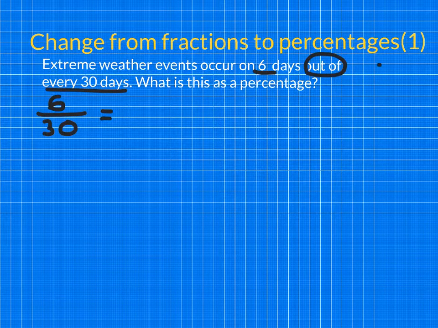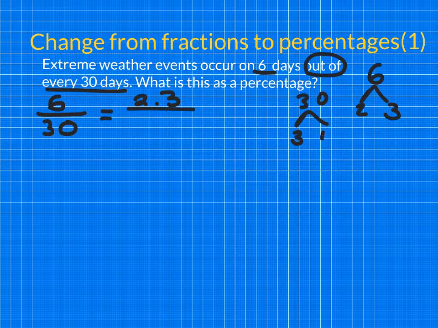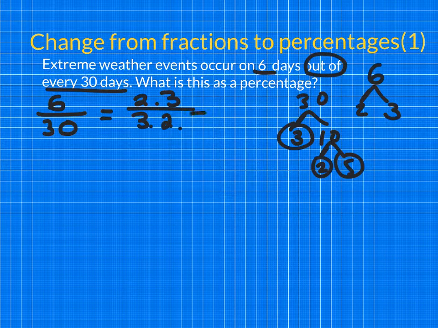We have got some prime factorisation to do. 6 is 2 times 3. 30 can be 3 times 10, and then 10 is 2 times 5. 3 times 2 times 5. So we can now see that we have got a common factor here. 3 divided by 3 is 1. 2 divided by 2 is 1. And so if we rewrite that, we've got 1 times 1 times 1, which is 1, over 5. So that can be written more simply as 1/5.